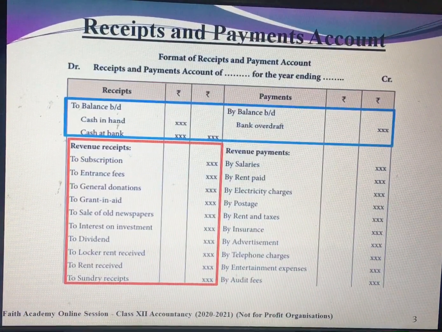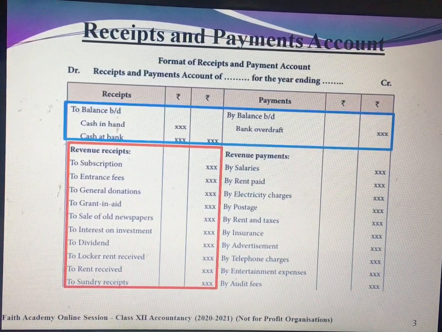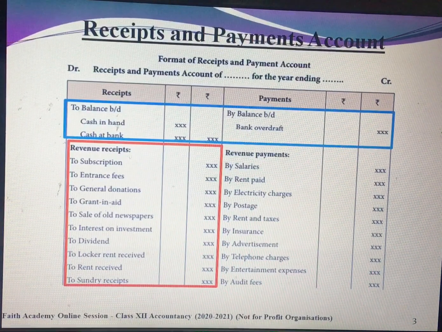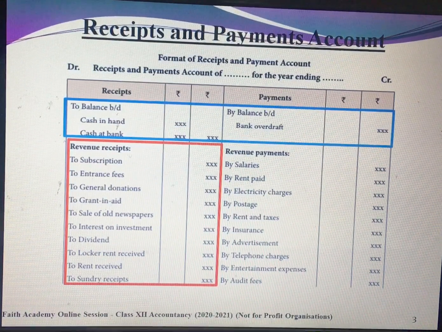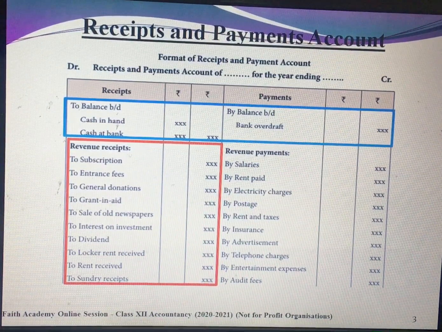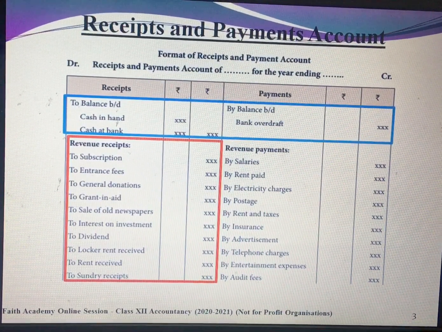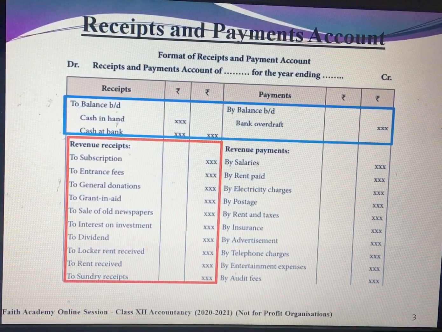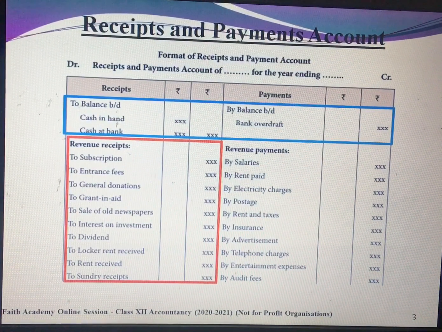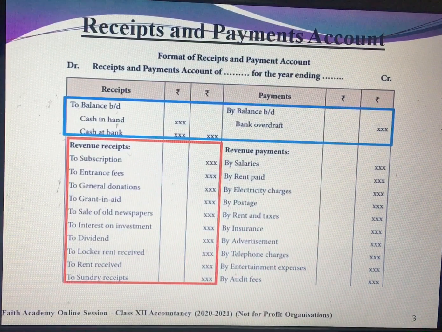This is the format of receipts and payment account. Receipts and payment account is a real account, and the rule of real account is debit what comes in, credit what goes out. So the debit side is going to be receipts, and the credit side is going to be payments. On the debit side, we are going to record all the receipts irrespective of the accounting year that we discussed in the last session. So all the revenue receipts, all the capital receipts, whether they pertain to this year or previous year or next year, we are going to record them. And the revenue and the capital payments also we are going to record in such manner.